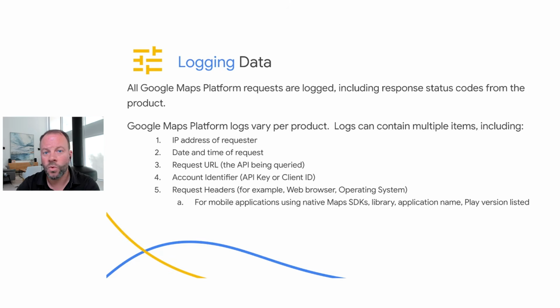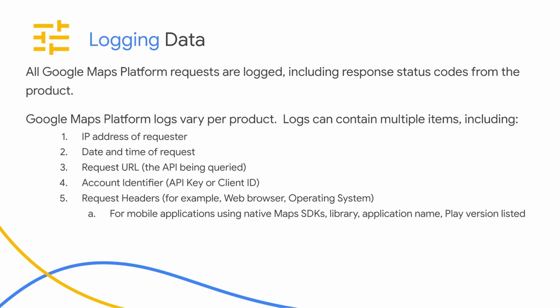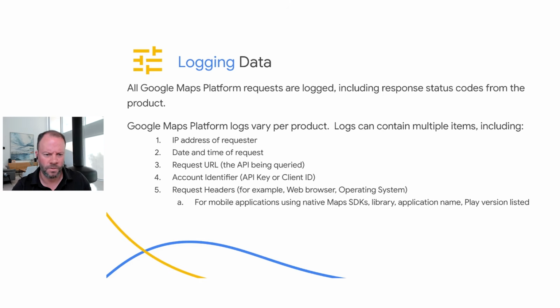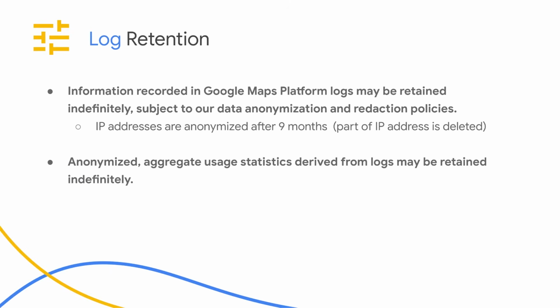Remember, Google Maps platform is an API SDK-based solutions platform. So you're going to be passing us an argument. We're going to be logging whatever information that you're sending us, and then we'll be processing it accordingly. We'll also be collecting the account identifier. That's the API key or client ID, and that's used for billing. And then any sort of request headers, so things like web browser or operating system. For SDKs, they're going to be looking at the name of the application that's calling it, the version, etc. Just standard logging information that's used to meet those use cases we spoke about earlier.